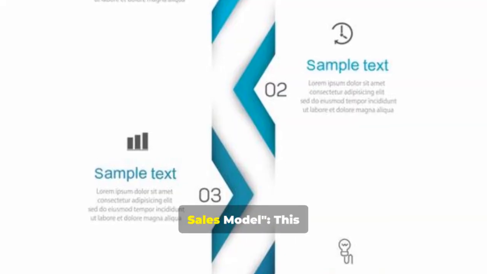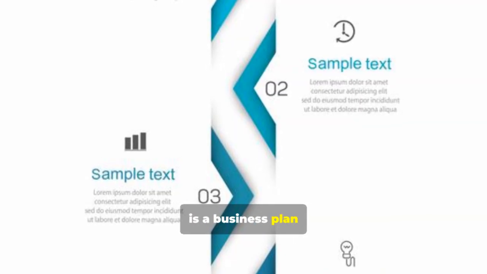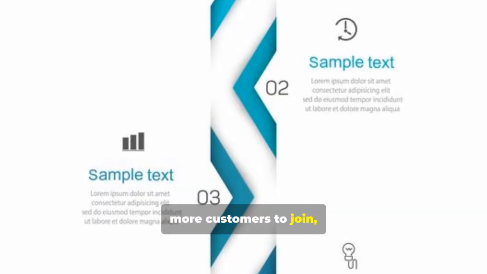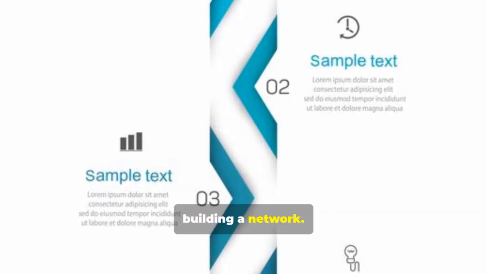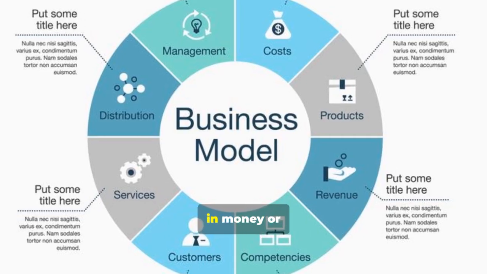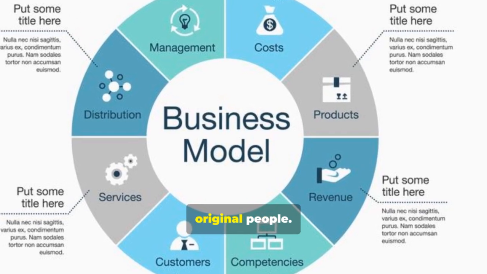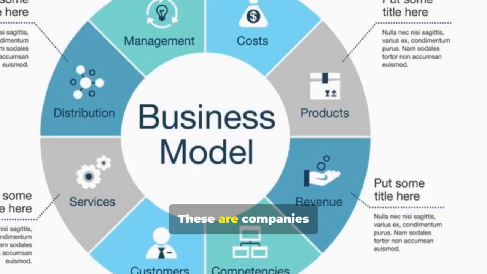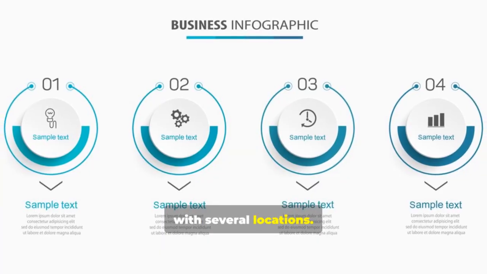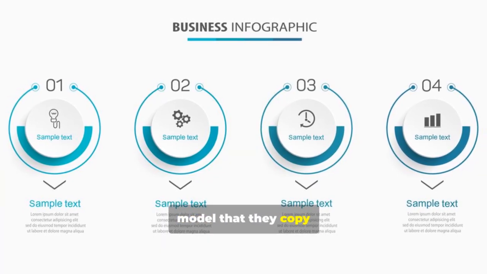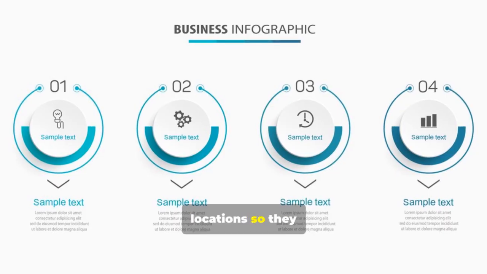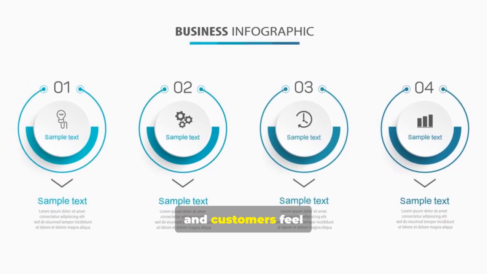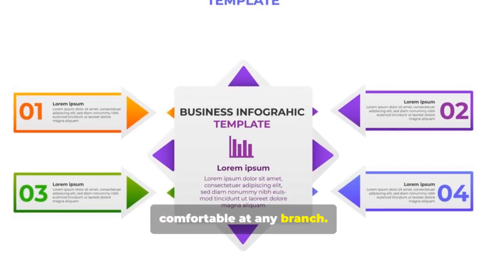Think of it as giving away one product when someone buys another. The multi-level sales model. This is a business plan where people get more customers to join, building a network. The goal is for the new people to bring in money or commissions for the original people. The collective business model. These are companies with several locations. They have a main model that they copy at all the other locations, so they all work the same way, and customers feel comfortable at any branch.